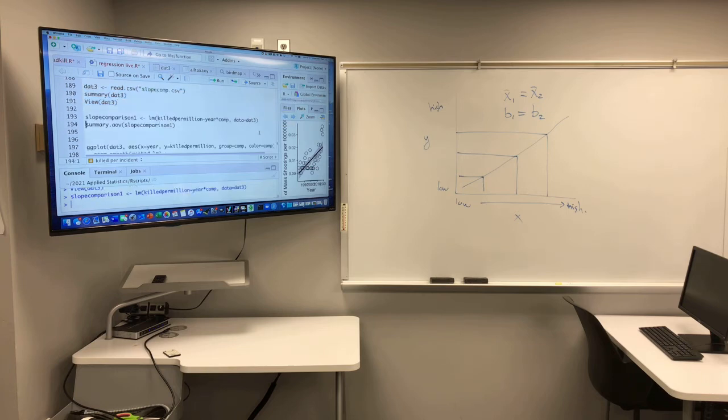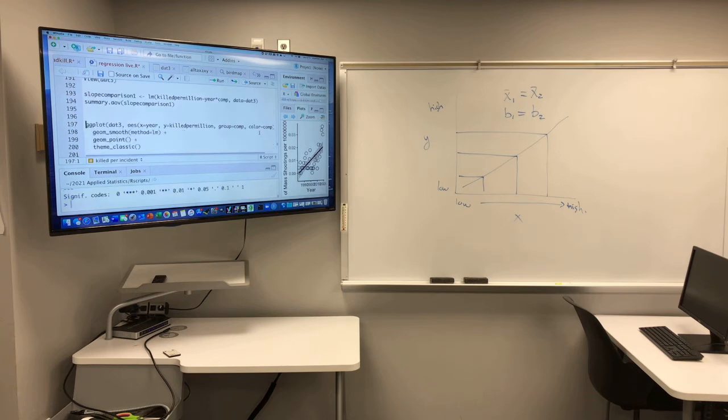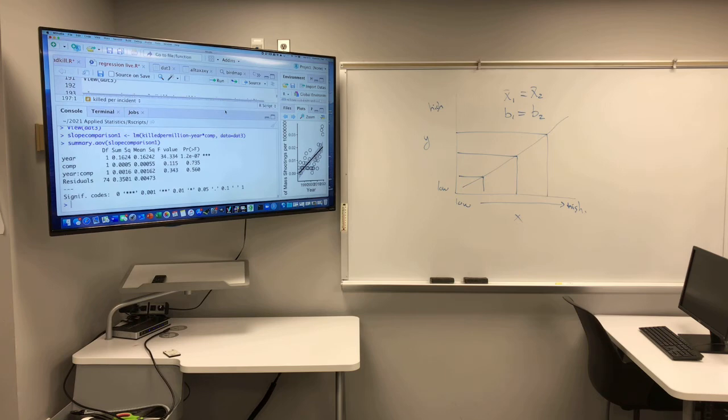And then when you're done, don't get the summary, but get the summary ANOVA table. So run summary.aov on that model. And what you should see is an ANOVA table that looks like this. Put your stickies up if you got this.